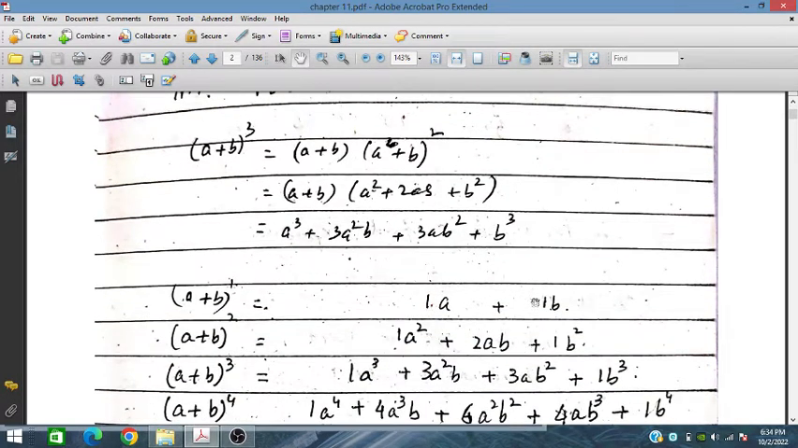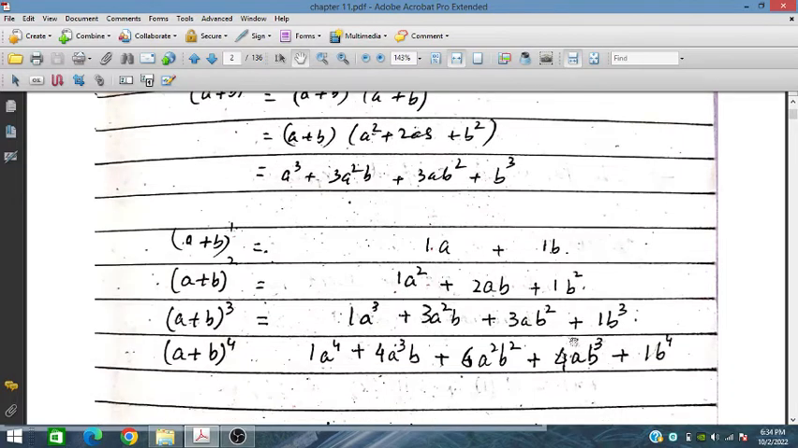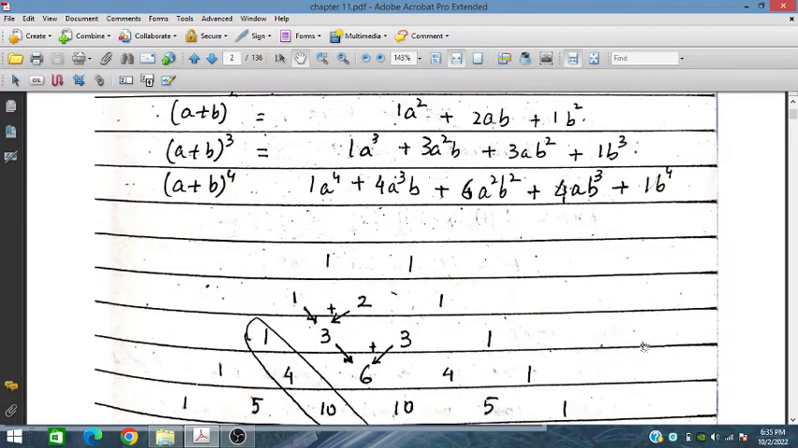Here we have 1 1 for first order. For second order we have 1 2 1, and for third order we have 1 3 3 1. Here we have 1 and 2 to get 3, from 2 and 1 to get 3, and from 1 we have this 1. For power 4 we have this 1, and 1 and 3 gets 4, then 3 plus 3 gets 6, 3 plus 1 is 4, and this 1. Similarly for the others.